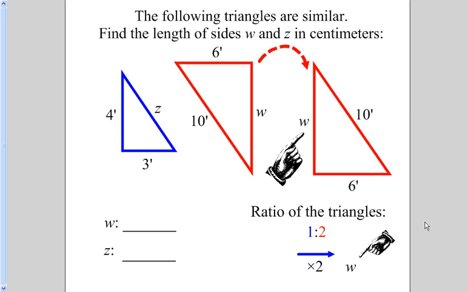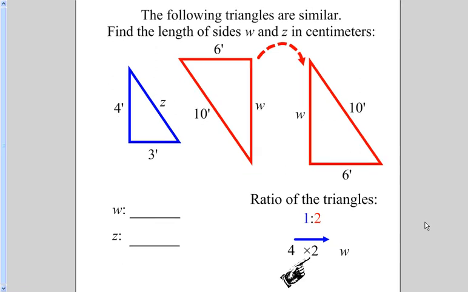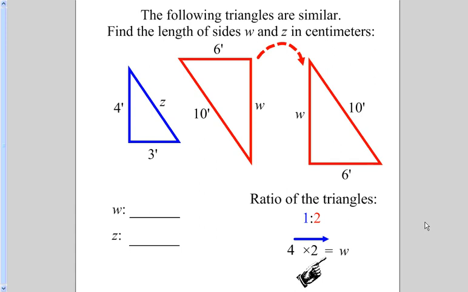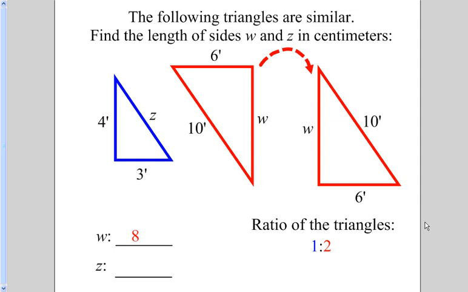So for example, if we want to find W, an unknown side on the larger triangle, we can look at the side that goes with that on the smaller triangle, which is 4 feet. And we multiply that times 2. 4 times 2 is going to equal W. So W is going to be 8. Pretty easy once we found the ratio. So W is 8.